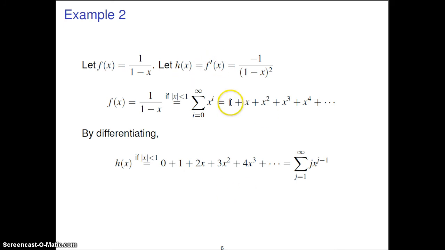And then if you differentiate the 1, you get a 0. If you differentiate the x, you get a 1. If you differentiate the x squared, you get a 2x. Differentiate the x cubed, you get a 3x squared, and so on. And if you stare at this for a while, maybe ignore the 0, and then the rest of these terms, just by doing some pattern recognition, you should get this power series right here.